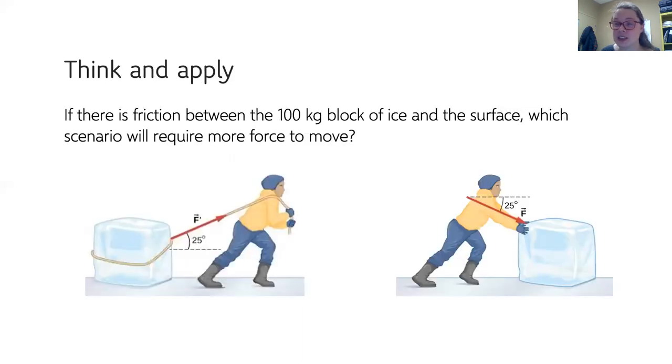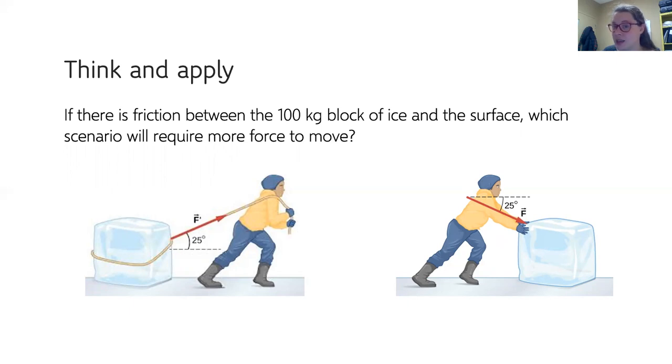Finally, I want to finish with a think and apply question. If there's friction between the 100 kg block of ice and the surface, which scenario will require more force to move? In the first one, we're pulling upwards at 25 degrees. In the second question, we're pushing downwards at 25 degrees. Now, if it's exactly the same surface, we know the coefficient of friction is the same.